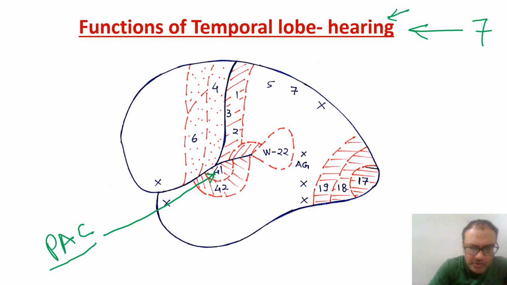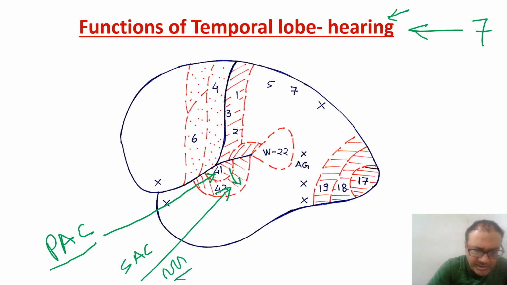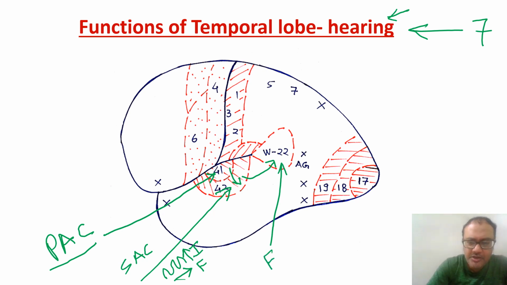From here auditory information goes to the secondary auditory cortex, area number 42, and this area is for a further level of comprehension, that is, what is the frequency of the sound, what is the intensity of the sound. After that the auditory information goes to the all-important area, that is Wernicke's area, area number 22, and Wernicke's area is for final comprehension of that auditory information. What is the complete meaning of that auditory information?